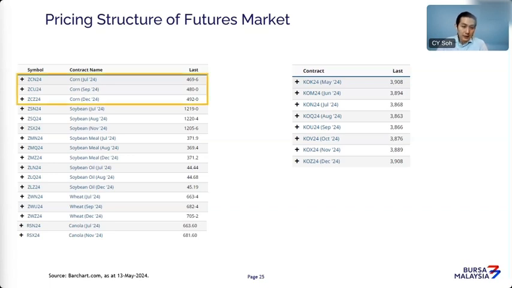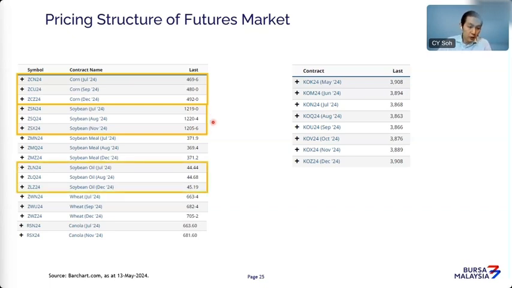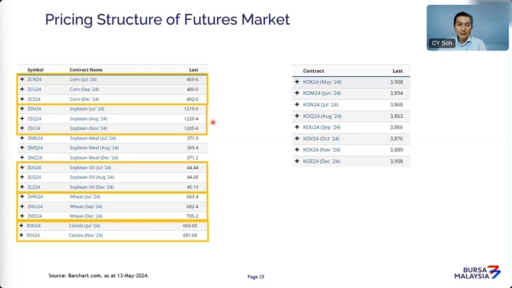So here you can see that corn is actually a contango market. You can see the near futures contract is priced at a lower price, and then the further-month futures contract is priced a little bit more expensive. The same thing goes for soybean futures: the near month is priced cheaper and the further month a little bit more expensive. Same thing goes for soybean oil, wheat, and canola. Then how about crude palm oil?